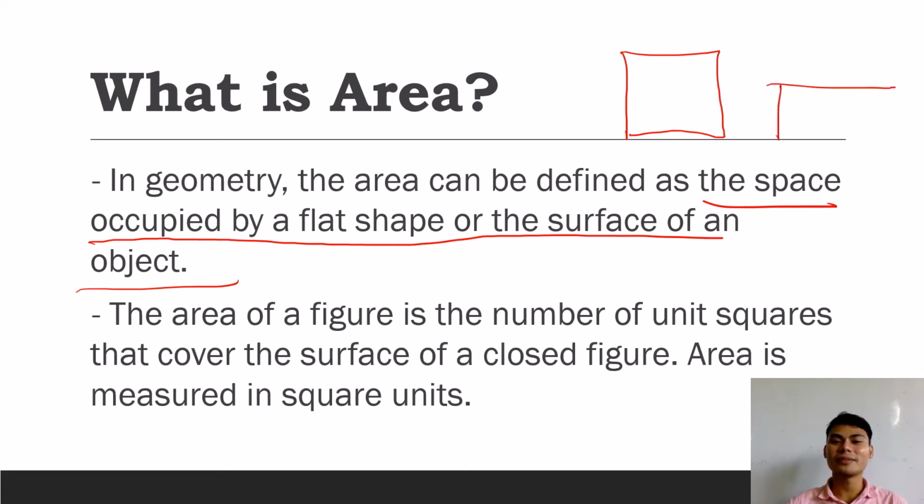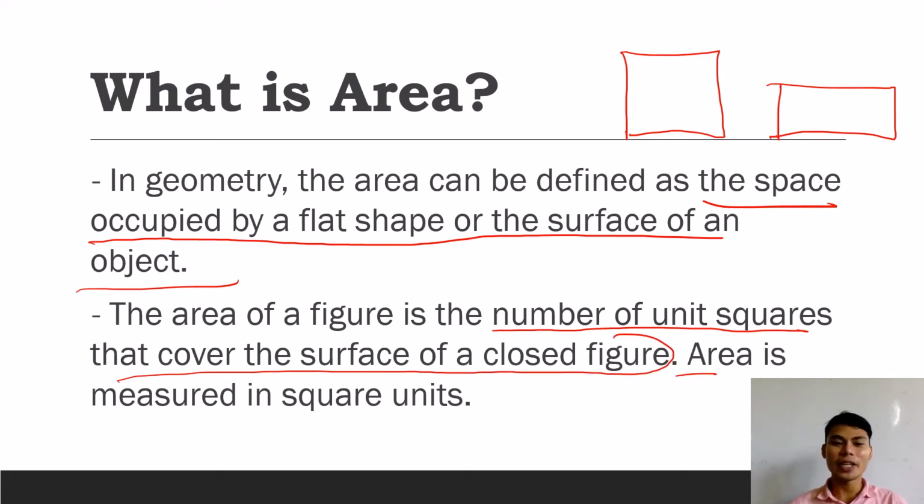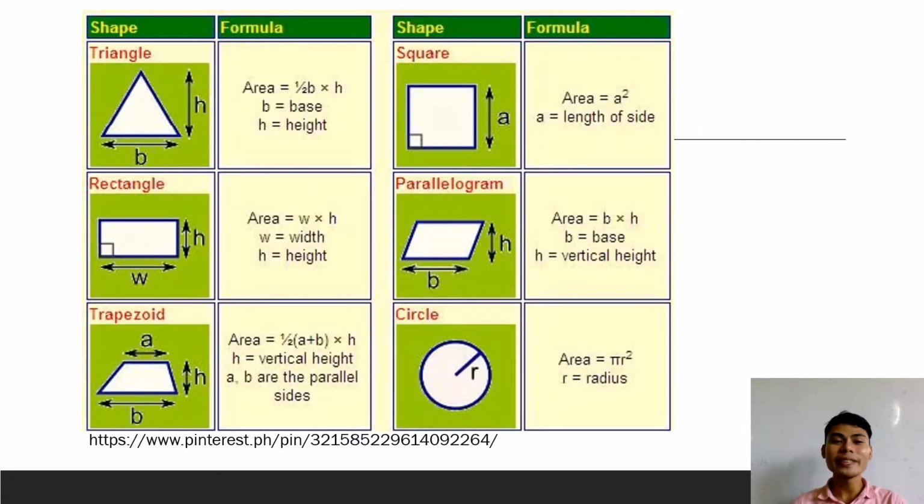A rectangle. Okay, so the area of a figure is the number of unit squares that cover the surface of a closed figure. Area is measured in square units. If it's millimeter, then it's square millimeter. If it's meter, it's square meters. Ganyan, ha? Because area is measured in square units. Okay, so with that being said, we have here the formula.